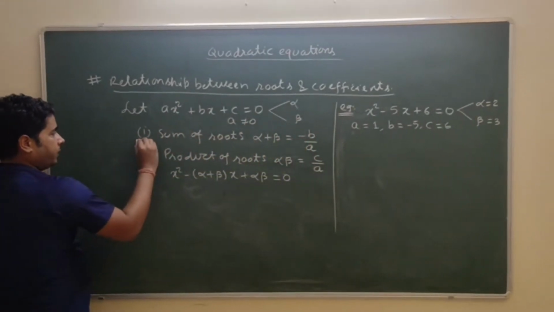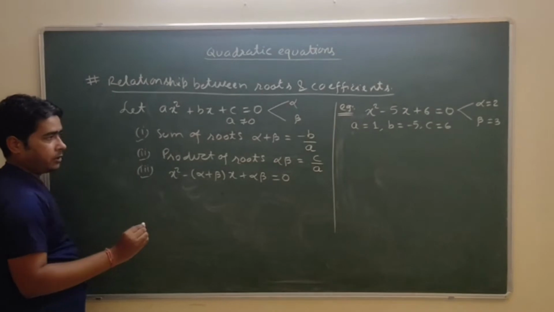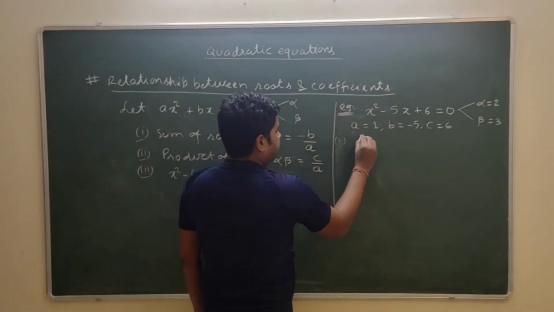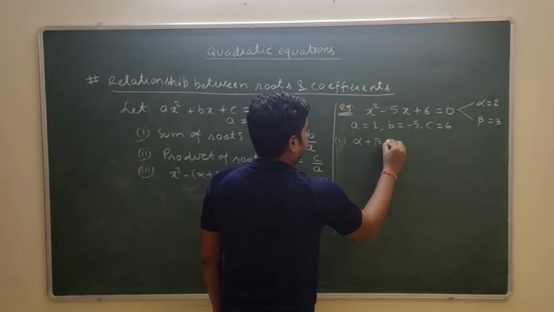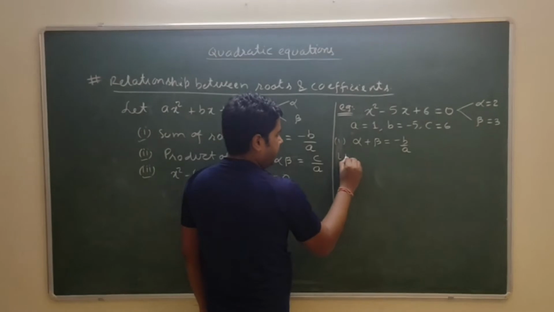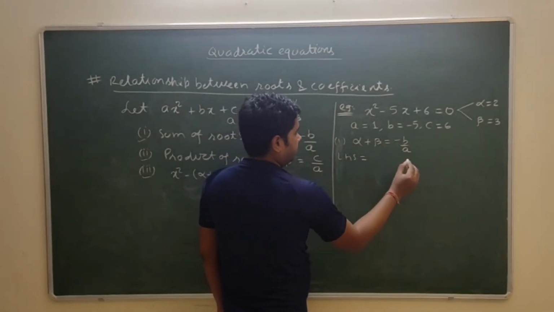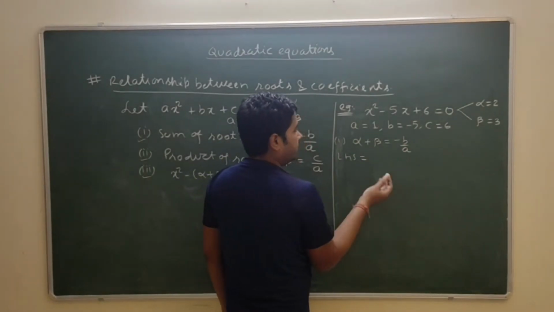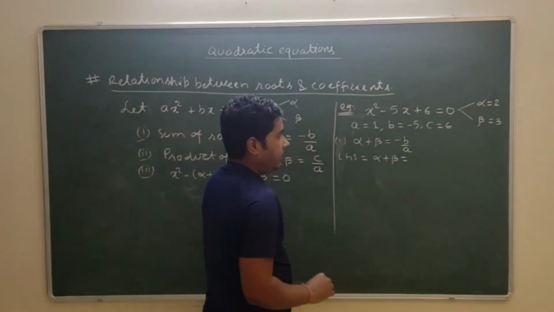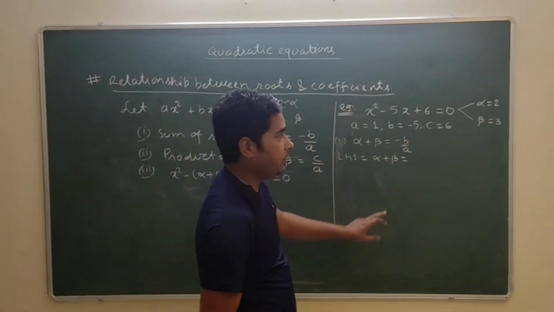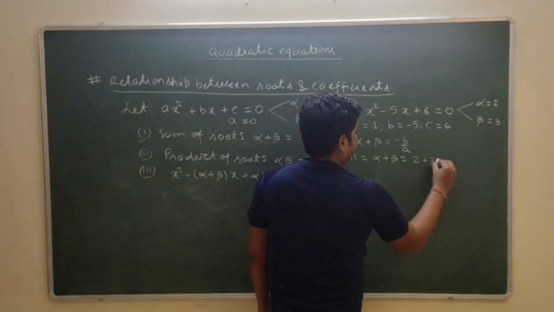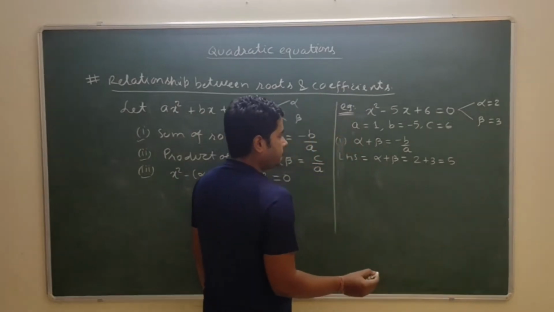Now we are going to visualize this and this. So for the first part, let's visualize this relation: alpha plus beta is equal to -b by a. The left hand side of this formula is alpha plus beta. Let's put the values of alpha and beta here. We have alpha 2 and beta 3. This will be 2 plus 3, which is equal to 5.